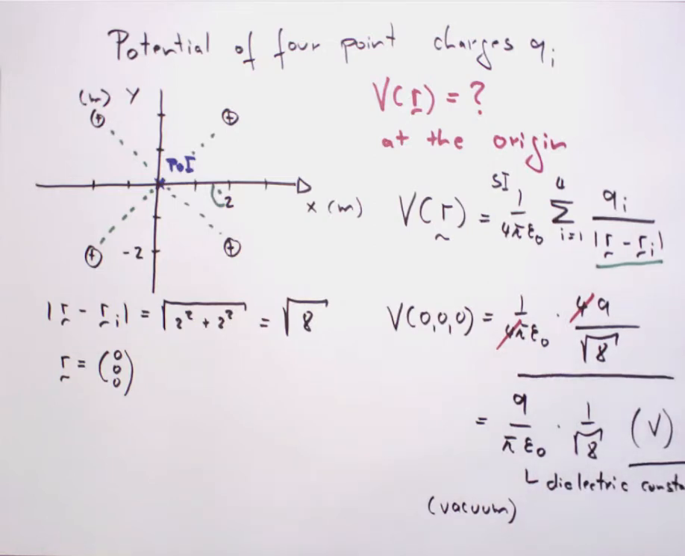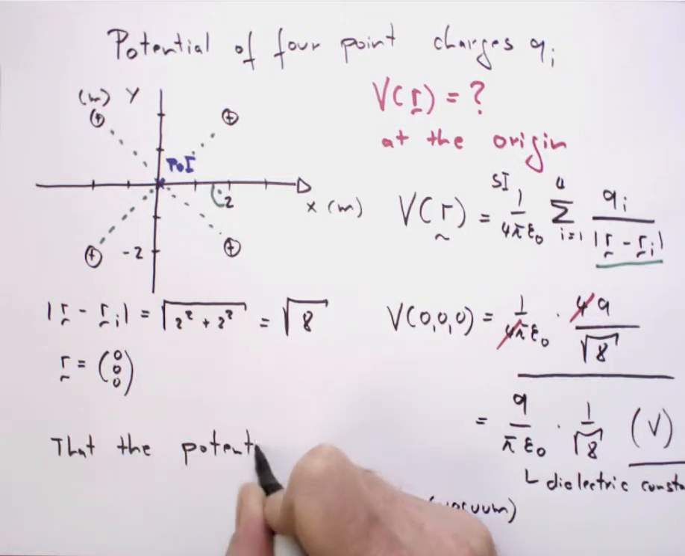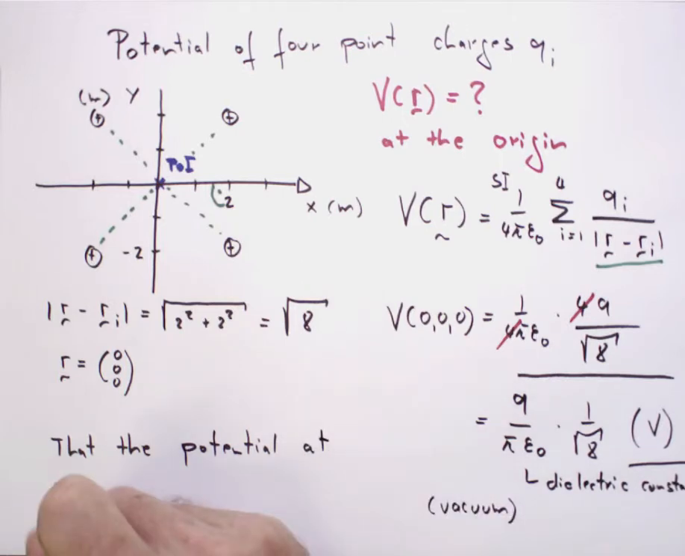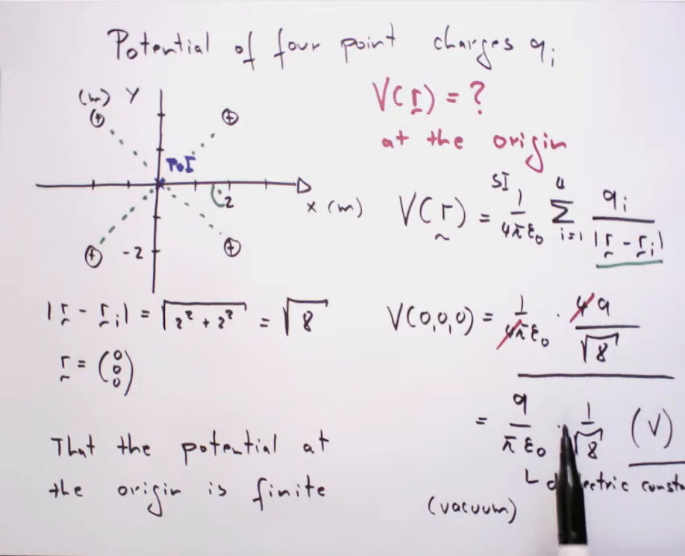And we note that the potential at the origin is finite. In fact, if we've got positive charges, this is positive, these other three numbers are positive, so we've got a finite positive value. The potential at the origin is finite and positive.